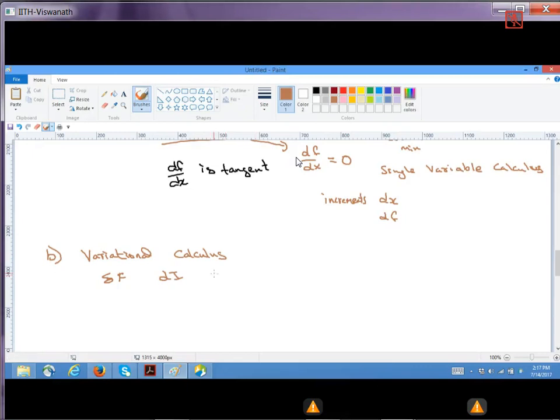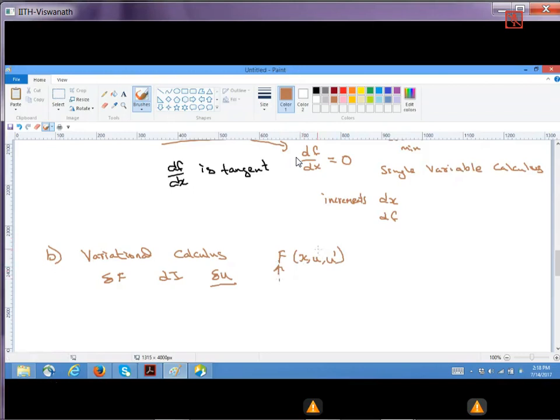For a change in delta u, if these are independent, then what is the variation in the dependent things? And variational calculus is about, let's say, f can be a function of another function, and so on like that. So f is not a function, it is a function of functions.